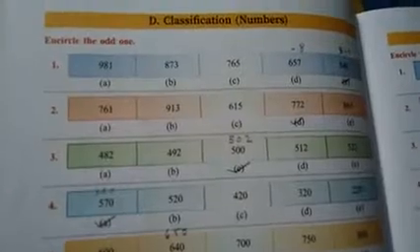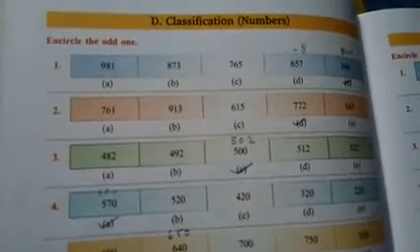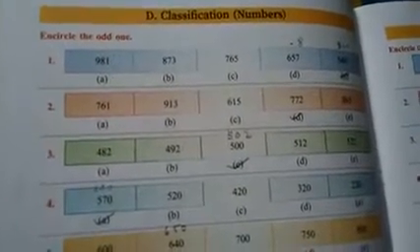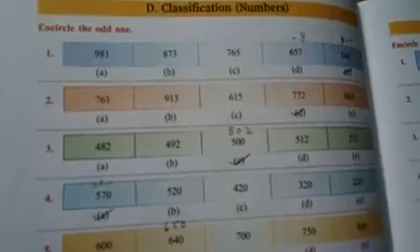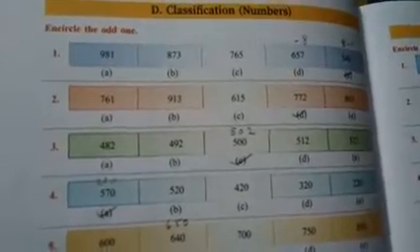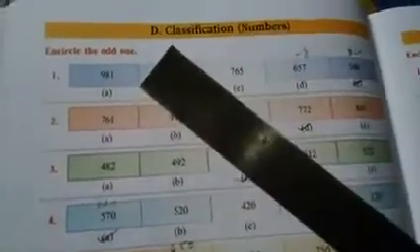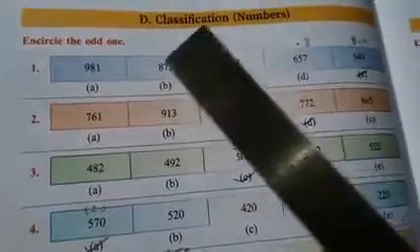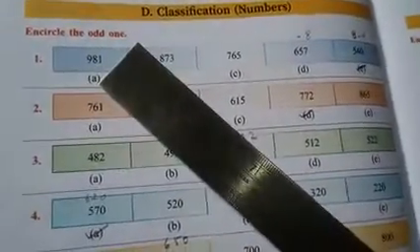As we have completed chapter 3, classification, up to number C of your aptitude book, today we will start D classification numbers. We have to encircle the odd one out.